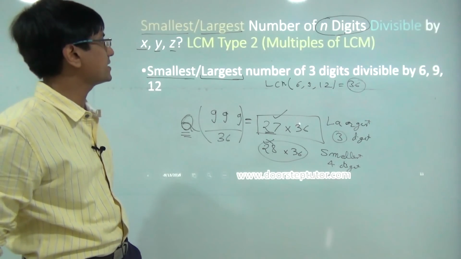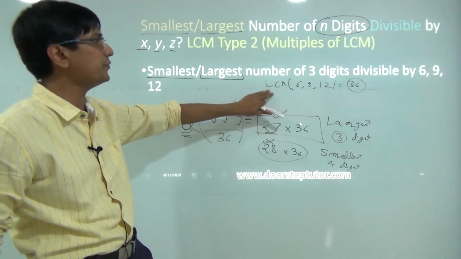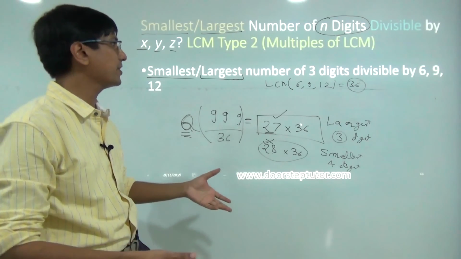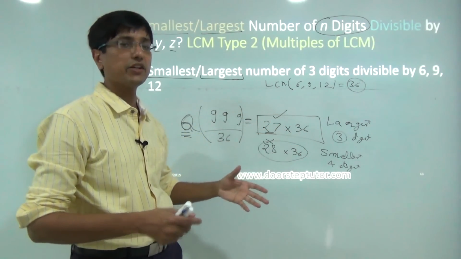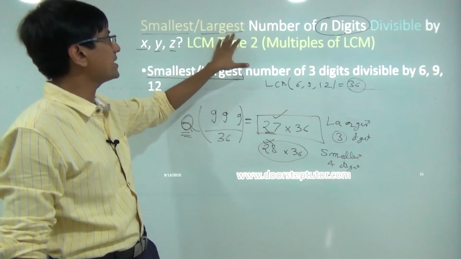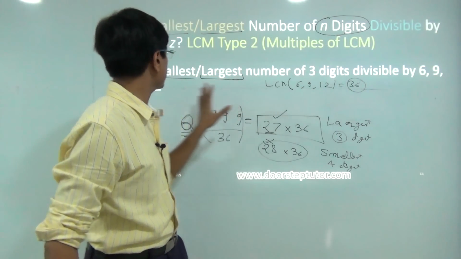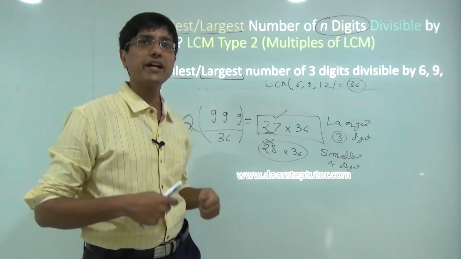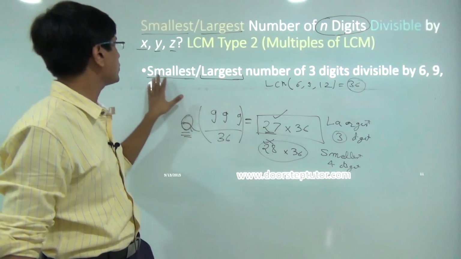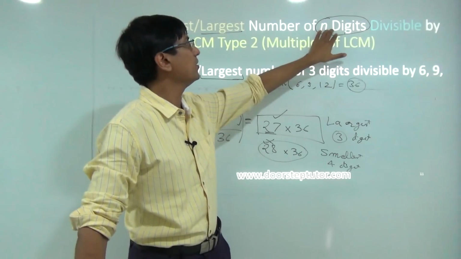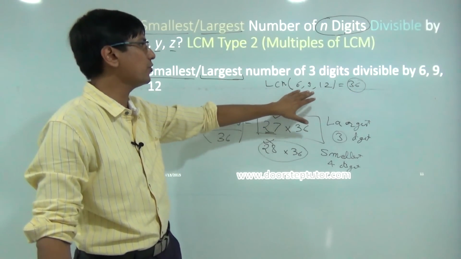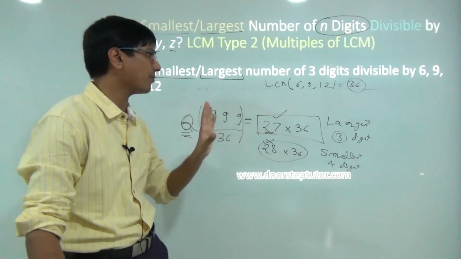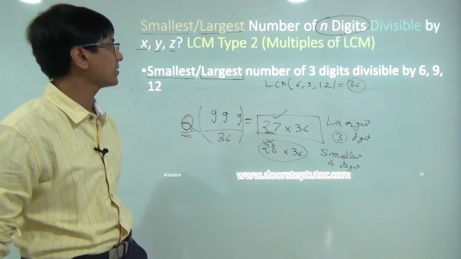Let's move on to the next example. This is just a variant. In this we are not doing any more tricks, it's just the next step. Instead of stopping at the LCM of 6, 9 and 12, which is 36, I have to find the multiple of 36 which also satisfies this condition. Either it's the smallest number of n digits or the largest number of n digits, I have to just go to that multiple and then stop. That is all I am doing.